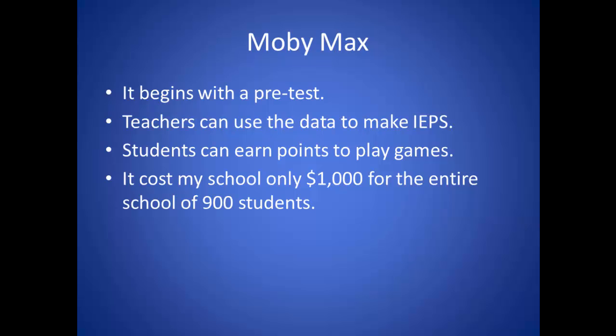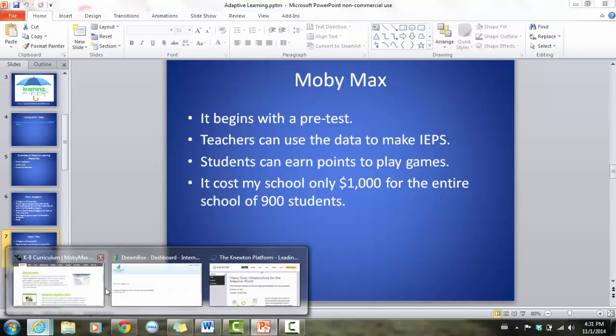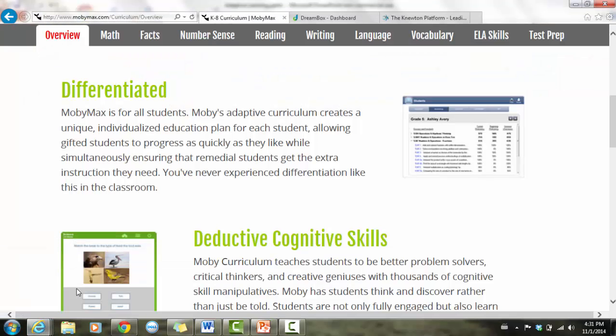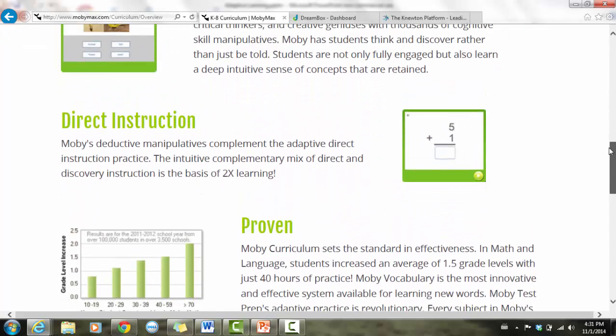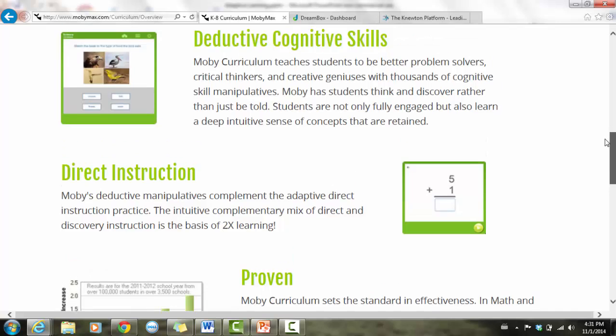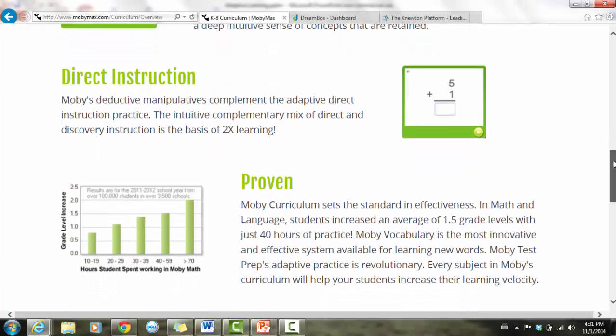So the students can get in there. And let me show you what MobyMax looks like. I do not have a username to MobyMax, so I cannot log in to show you what it looks like, but I can show you from their webpage. This one can be used on an iPad or a computer. Here is an example of 5+1. The students can either draw the answer on an iPad, or they can submit and click on an answer.